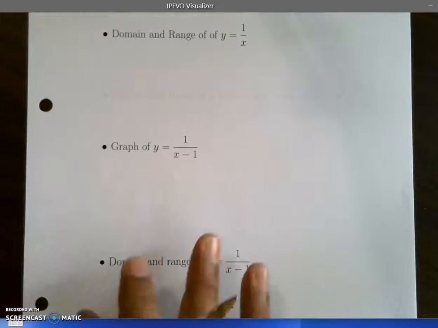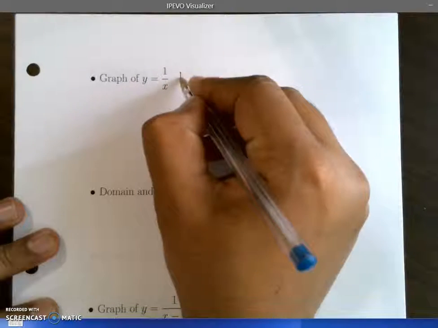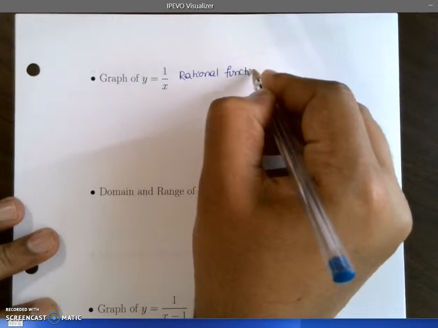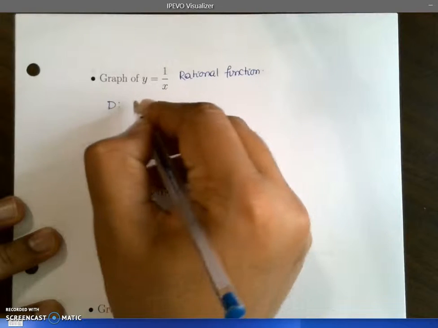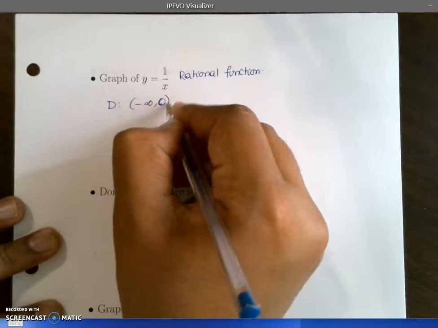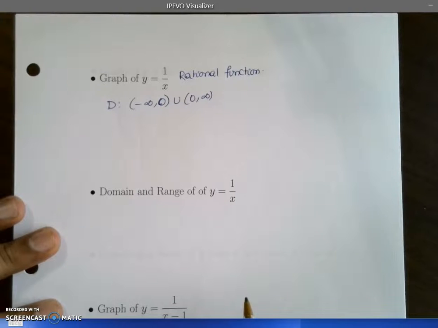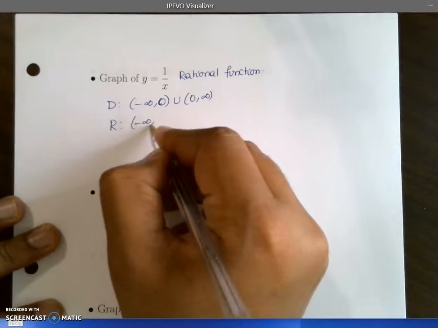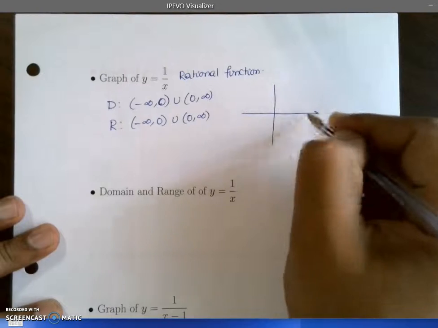Now let's take the graph of y equals 1 over x, which is a rational function. First of all, realize that you want to make sure that the denominator is not 0 because division by 0 is undefined. Hence the domain of this function is going to be negative infinity to 0 union 0 to infinity, and the range of this function is also going to be negative infinity to 0 union 0 to infinity, and the rough sketch of the graph is going to look like this.